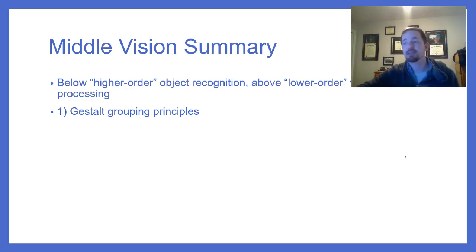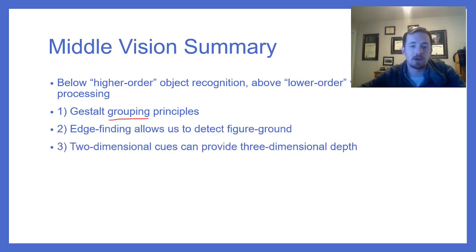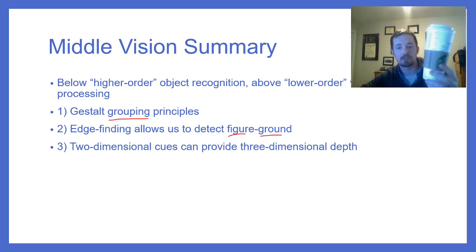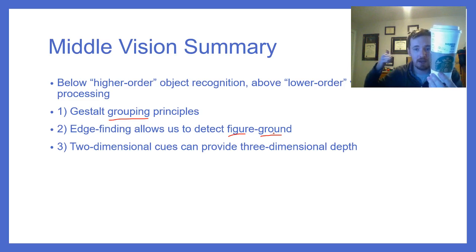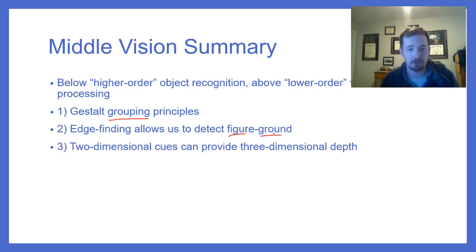It's where we're going to be doing things like grouping lines together. It is where we are going to be detecting edges that are going to allow us to detect what's the figure and what's the ground of whatever it is that we see. So for example, you know this coffee cup is in front of the wall behind us, right? So that happens in middle vision.